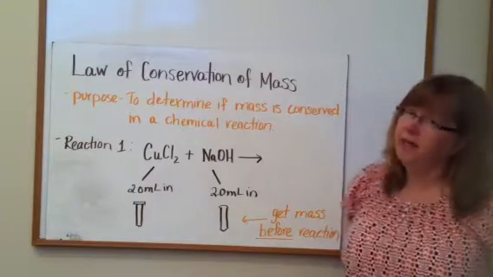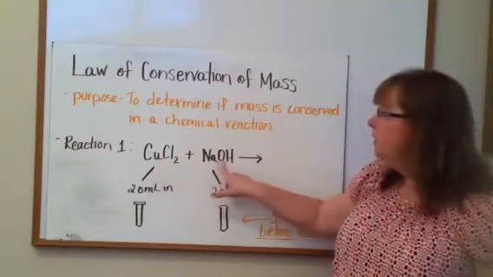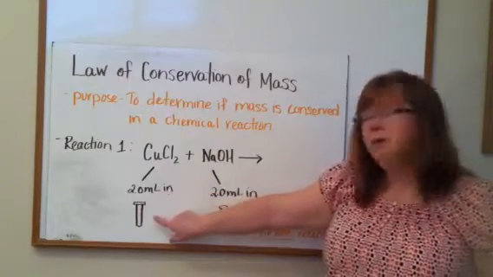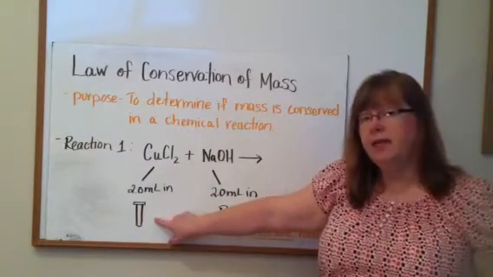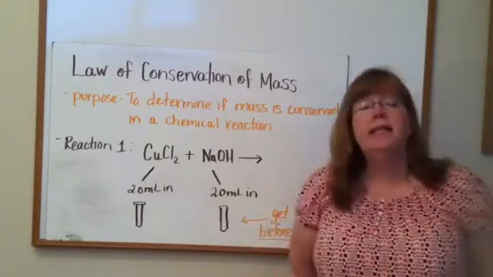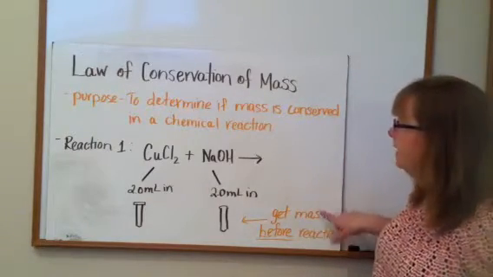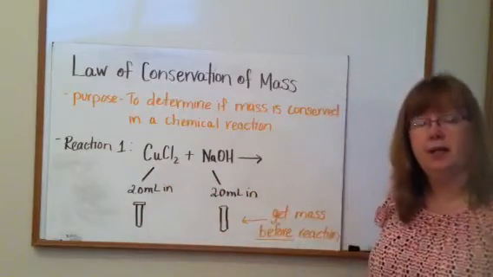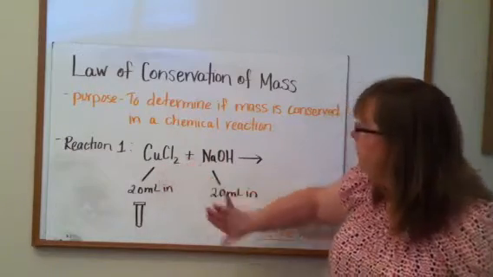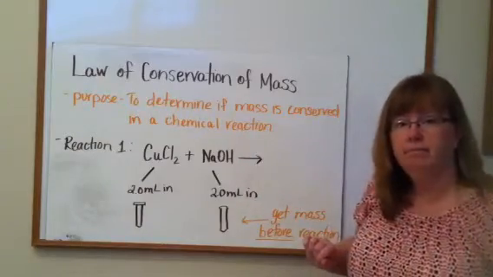The very first reaction that we're going to do is we are going to react copper 2 chloride with sodium hydroxide. And to do this, you're going to put 2 milliliters of copper 2 chloride in one of your test tubes that has a blue cap, and you're going to put 2 milliliters of the sodium hydroxide in a separate test tube that has a blue cap. And you're going to get the mass of this before the reaction. Okay, so you're going to know the mass of your test tube with your 2 mLs of copper 2 chloride and the mass of your test tube with 2 mLs of sodium hydroxide.